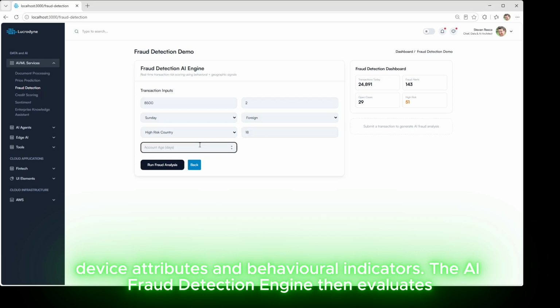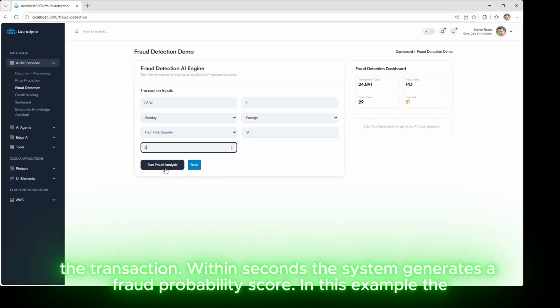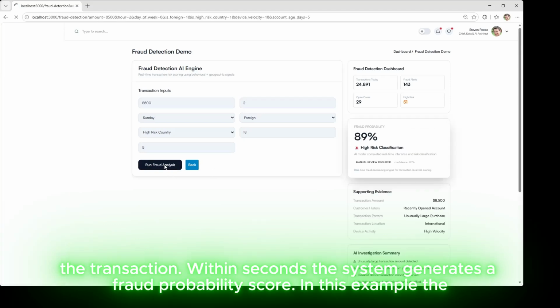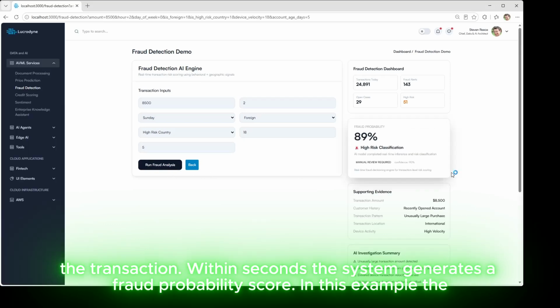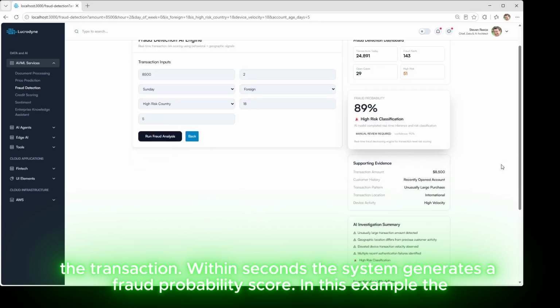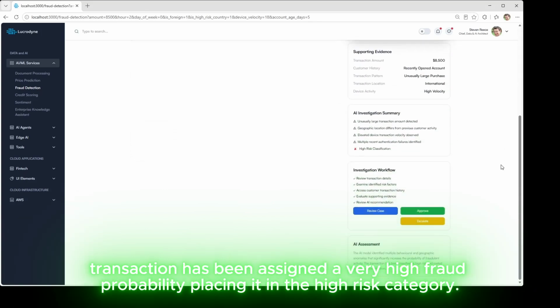The AI fraud detection engine then evaluates the transaction. Within seconds, the system generates a fraud probability score. In this example, the transaction has been assigned a very high fraud probability, placing it in the high-risk category.